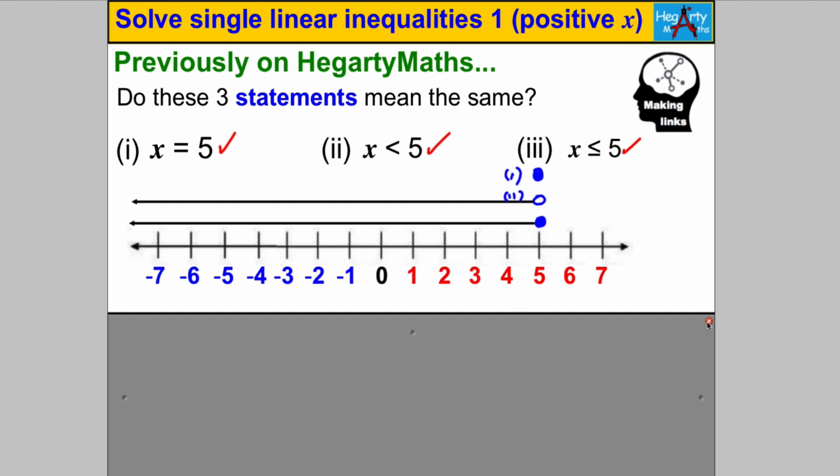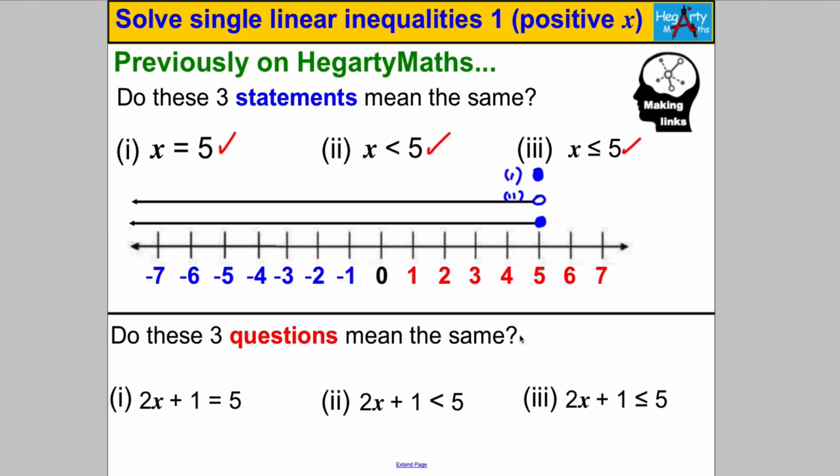In a similar way, I want you to think about this. Do these 3 questions mean the same? They look awfully similar. Well, no. When we solve this, this is a linear equation. Okay, this is an equation because it has an equal sign. When we solve that, we're going to get one answer for x. This, however, is a linear inequality because it's got a less than sign. And we're going to get loads of answers for x. We're going to get a range of answers for x using an inequality sign, and the same here. So we're going to solve things like this and this in this particular video, and we're going to use very similar techniques to how we solve that. We just have to remember to use the correct symbols as we go through.